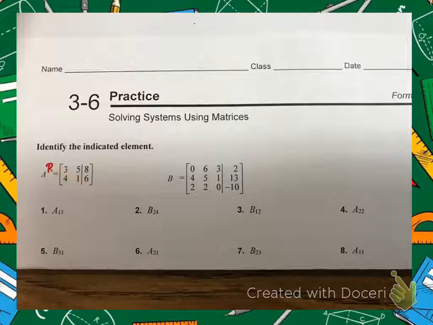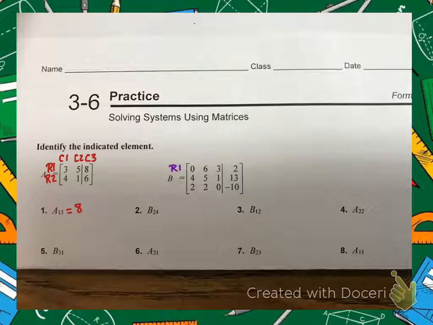Okay, first you had to find out what element was indicated. Remember that you have rows that go horizontally, and columns that go vertically. For number 1, you had to find A13. That's row 1, column 3. So that is number 8.